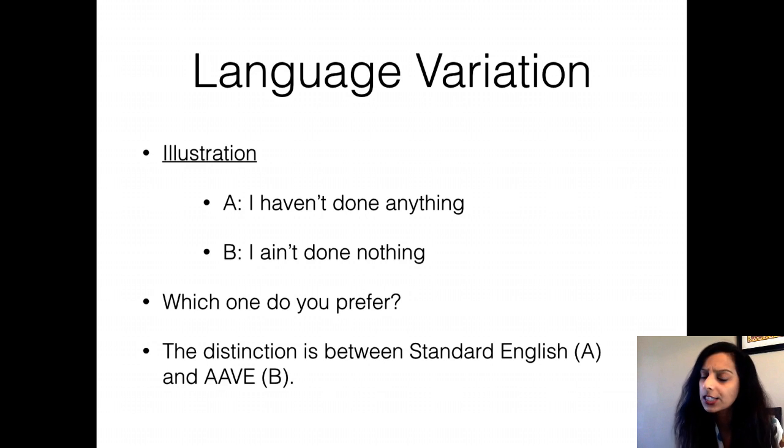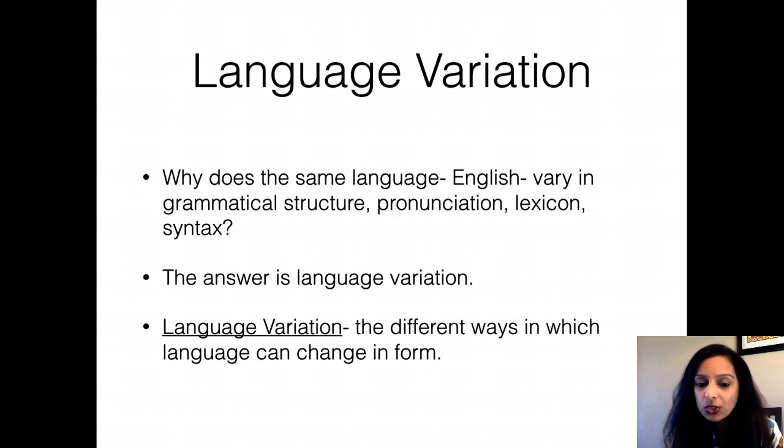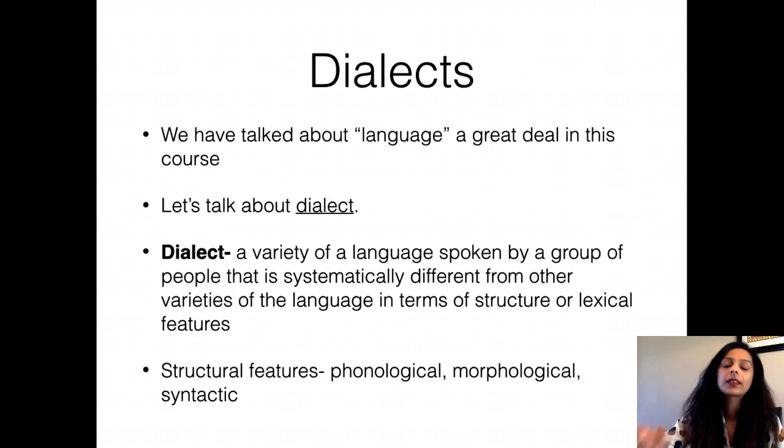And in its own right and in its own respect, it's completely legitimate, completely grammatical, and there's nothing wrong in speaking African American Vernacular English. So people may have preferences about whether we should use A or we should use B. The differences between British English, African American Vernacular English, and Standard American English is that of syntax, semantics, morphology, lexicon, vocabulary, etc. And this variation is called language variation. So the different ways in which language can actually change in form.